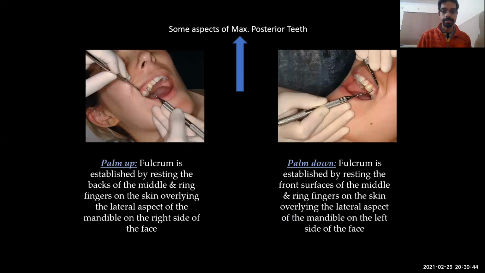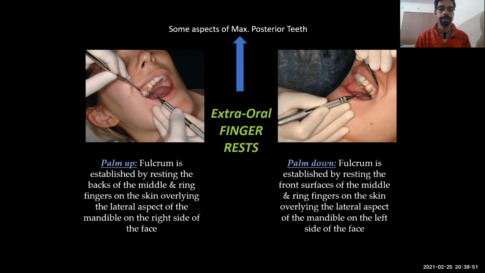There are certain extraoral finger rests also. Extraoral finger rests are basically used for some aspects of maxillary posterior teeth. Like this is the palm up. Palm up means the back of the working hand is placed on the symphysis or the parasymphysis areas of the mandible. And this is the palm down. It means the pads of the fingers are placed on the parasymphysis region of the mandible.